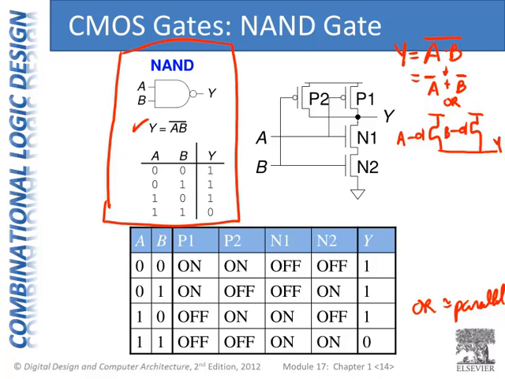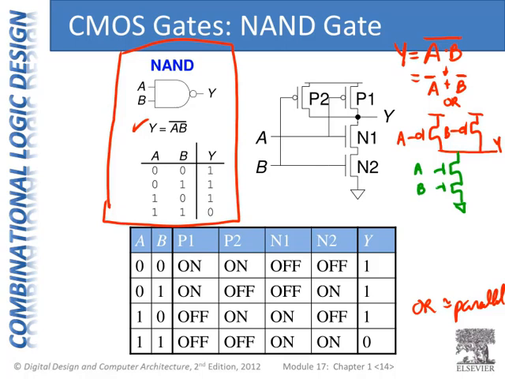Remember these bubbles here give us the bar. So if A is low, that gate turns on and connects Y to VDD. Or if B is low, this PMOS gate turns on and connects Y to VDD. Okay, so we see that we have our PMOS transistors connected in parallel. So that means that our NMOS transistors are going to be complementary, and they'll be connected in series. And they'll be connected to the same inputs as well.